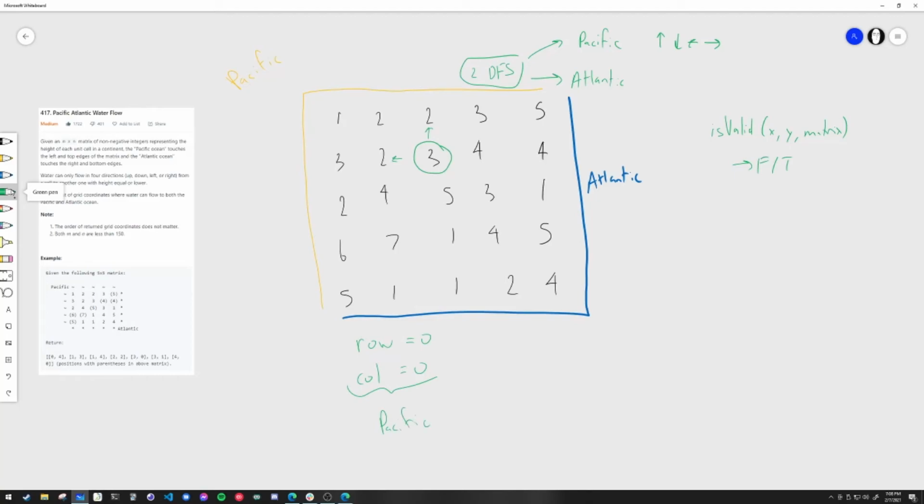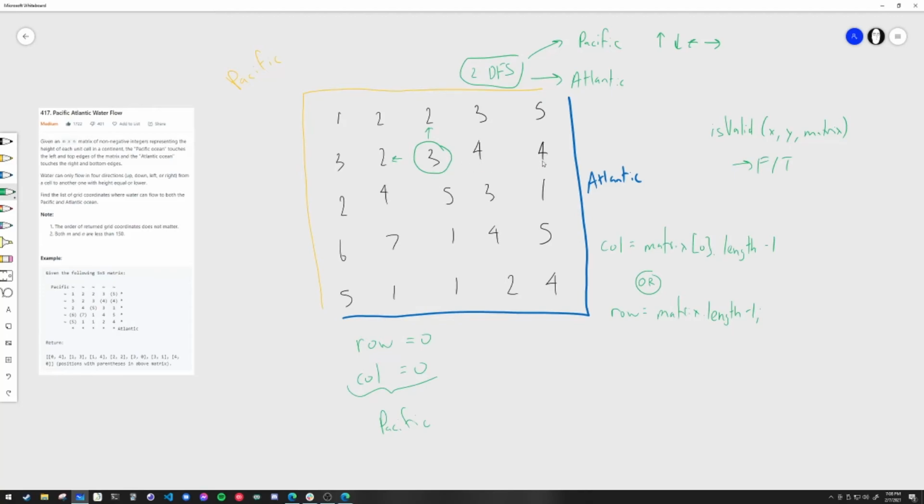And we knew that it hits the Atlantic Ocean if the column equals matrix[0].length minus 1, or the row was equal to matrix.length minus 1. Does that make sense? Yep. Gotcha. Cool.